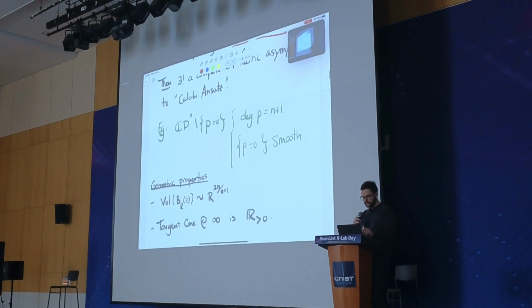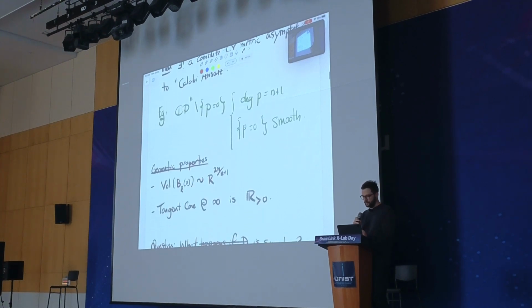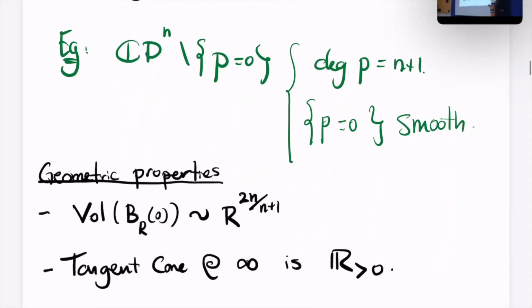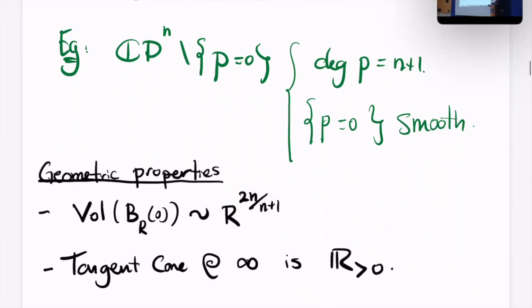So these metrics have very interesting and bizarre behavior. The volume growth is actually rational, not integral. Here's the volume growth: it's R to the 2n over n+1. And the tangent cone at infinity is the positive orthant. So these metrics are collapsing to a one-dimensional base at infinity.